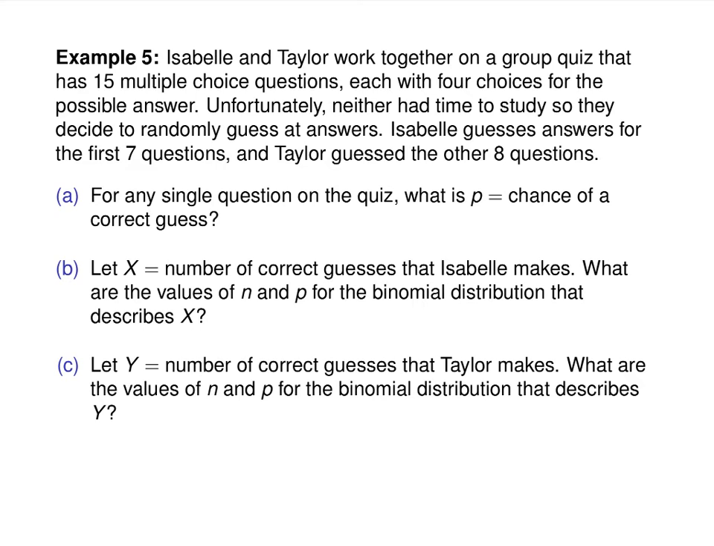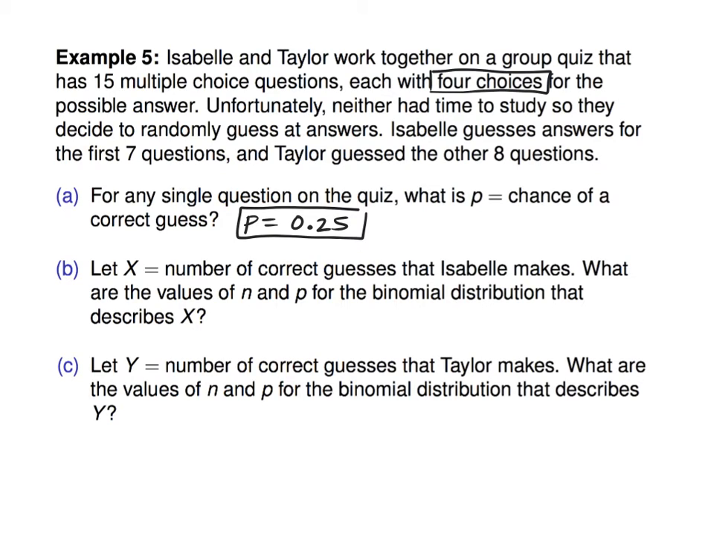So Isabelle and Taylor worked together on a group quiz that has 15 multiple choice questions, each with 4 choices for the possible answer. Unfortunately, neither had the time to study, so they decided to randomly guess at answers. Isabelle guesses answers for the first 7, and Taylor guessed the other 8 questions. So first of all, for any single question on the quiz, what's the chance of a correct guess? Well, there are 4 choices for each question. So assuming that each is equally likely, the probability of success is 0.25, just by randomly guessing alone.